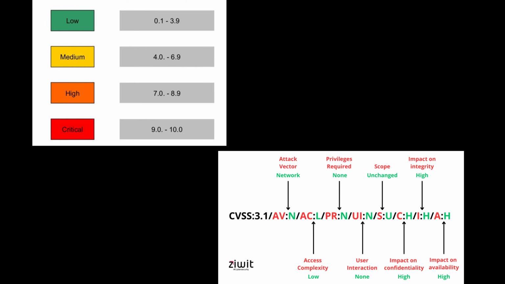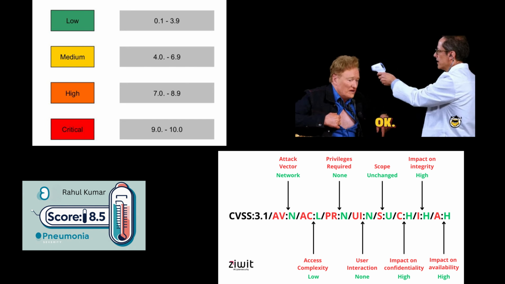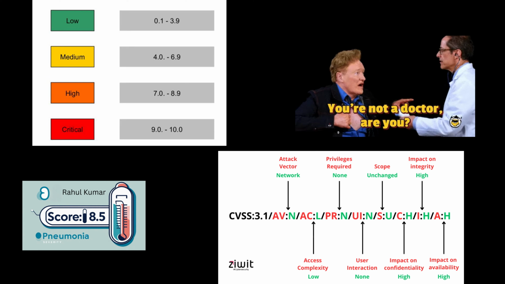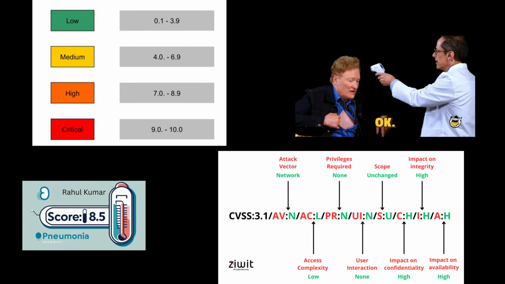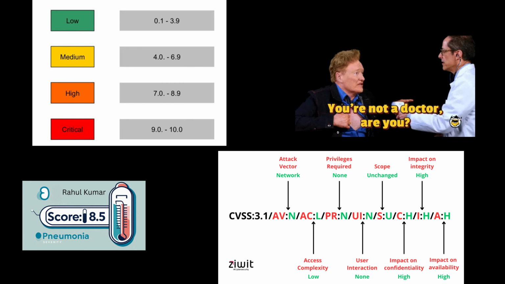CVSS asks simple questions. Can attackers reach this from the internet? Do they need passwords first? Is it easy to exploit? What can they steal or break? More yes answers equals a higher score. Our patient, CVE-2024-5678, let's call him Rahul, scores 8.5. That's like Rahul having pneumonia. Serious enough that he needs treatment soon, but he's not dying immediately.